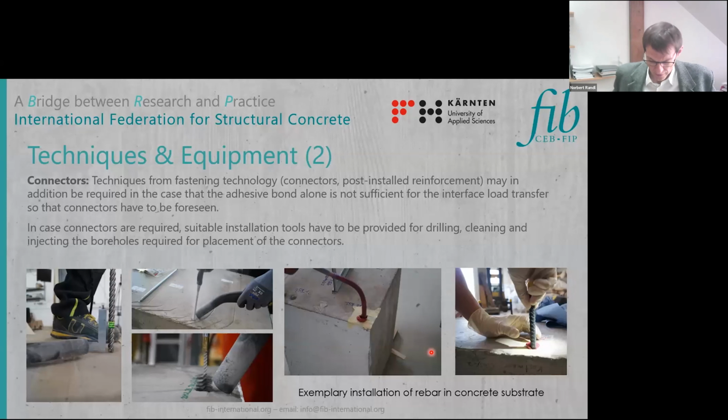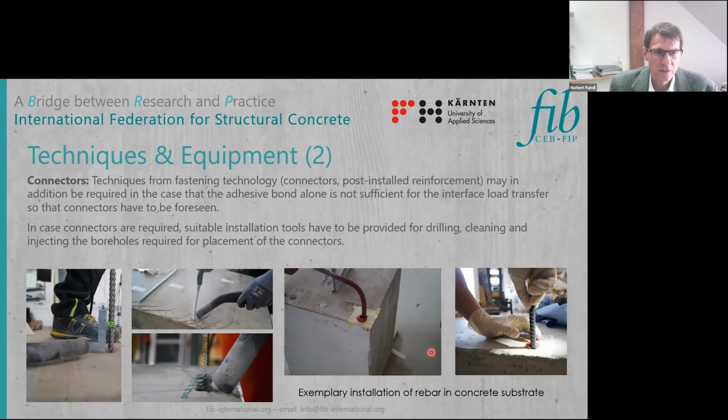Or the load is just that high that you have transfer between old and new concrete layer that you, based on design, need such connectors. The connectors may be mere reinforcing bars or can consist of dowels, of certain headed studs, and so on. So there are quite many different kinds of connectors available. But also mere standard reinforcing bars are a possible connecting method.